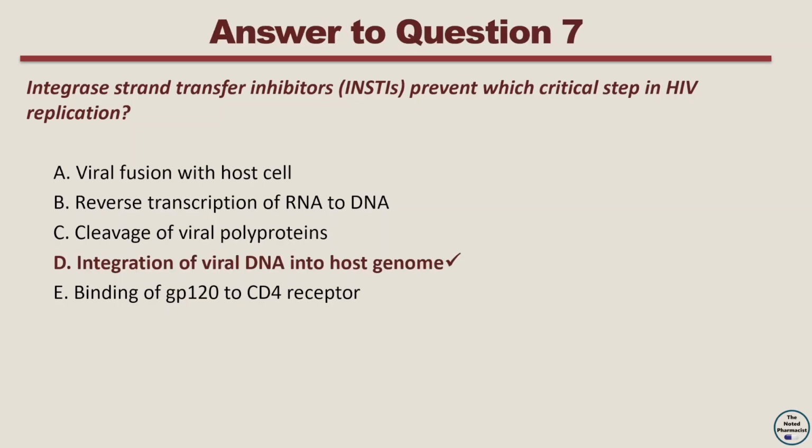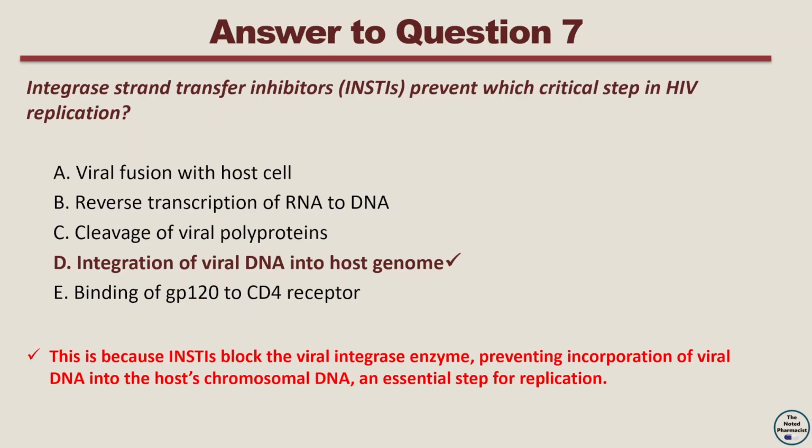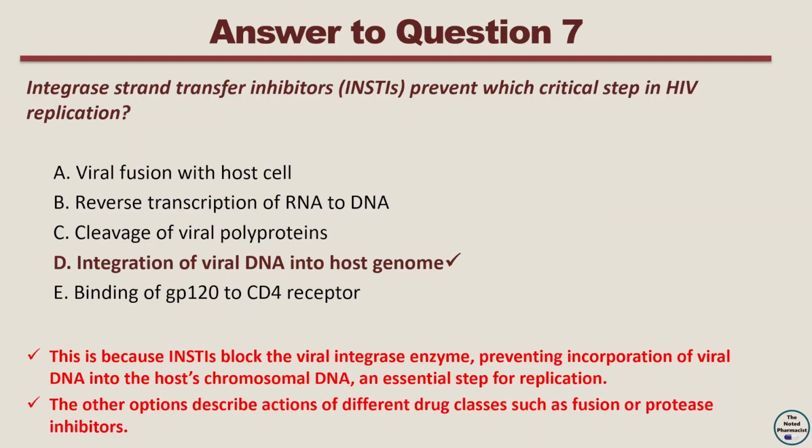The correct answer is option D, integration of viral DNA into host genome. This is because INSTIs block the viral integrase enzyme, preventing incorporation of viral DNA into the host's chromosomal DNA, an essential step for replication. The other options describe actions of different drug classes such as fusion or protease inhibitors.